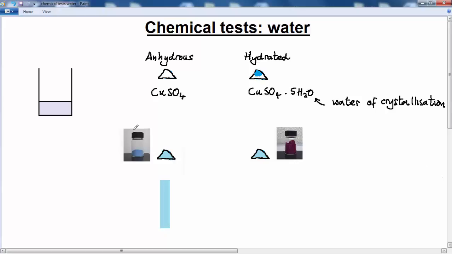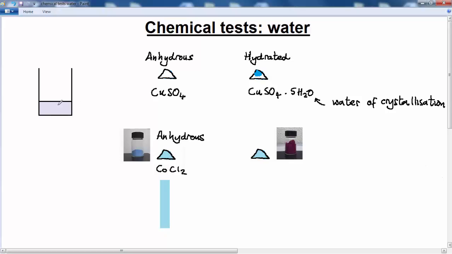Now, another very common substance used for testing the presence of water in exactly the same way is a substance called cobalt chloride. And so in its anhydrous form, cobalt chloride is this light blue crystalline powder. Let's just write this, anhydrous, and then cobalt chloride, CoCl2. Okay, so that's the cobalt chloride without the water of crystallization.